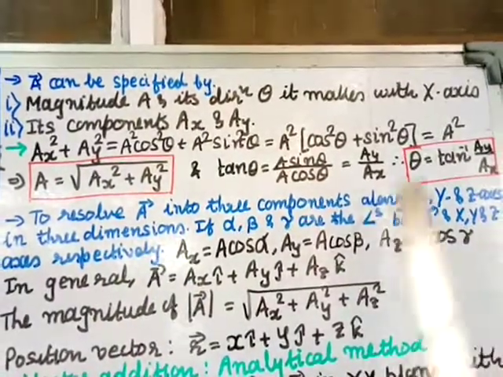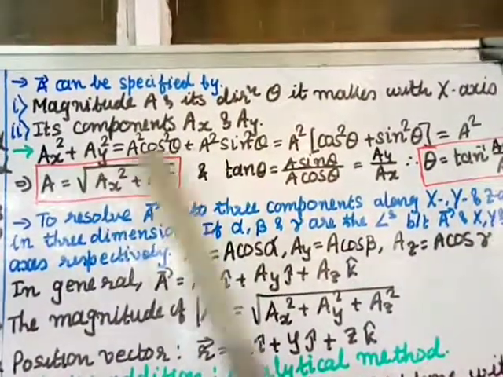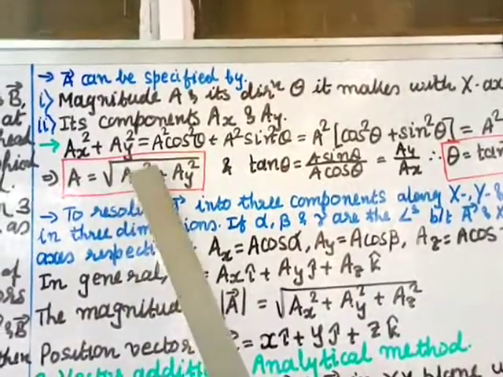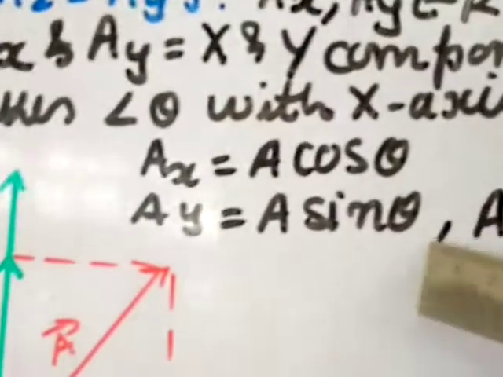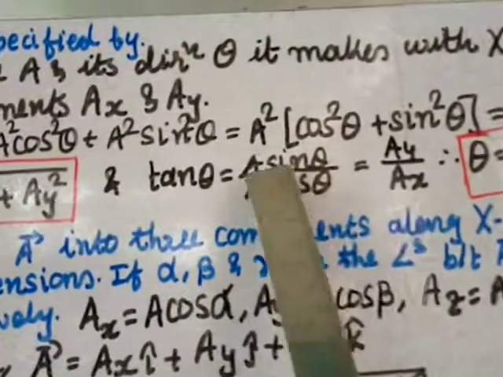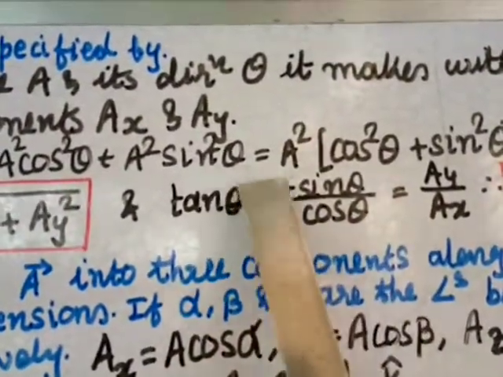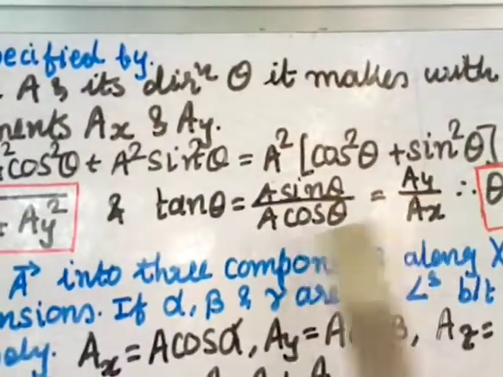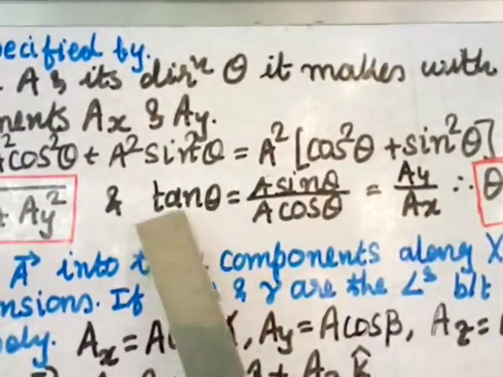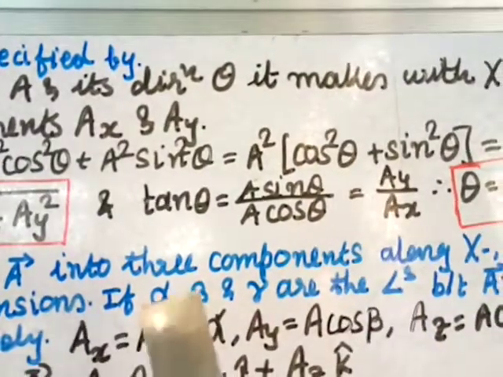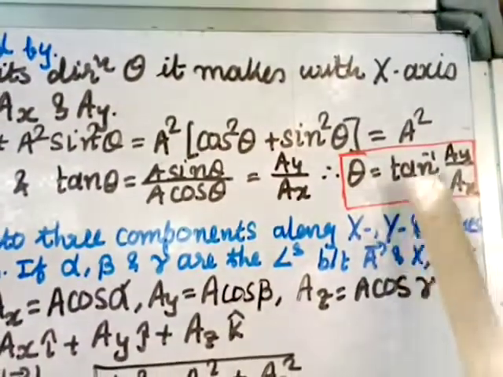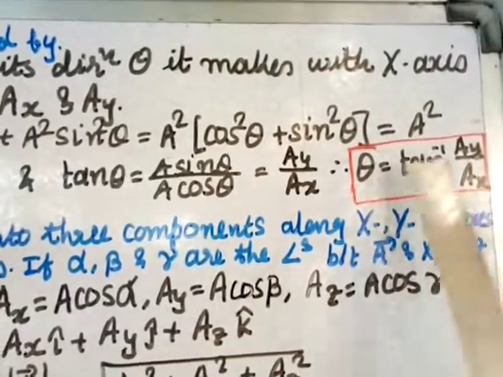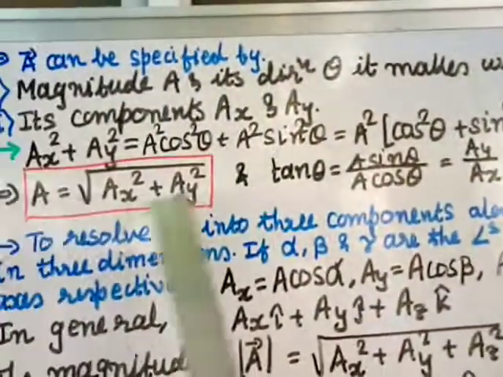Take square root on both sides. So here you get A equals the square root of Ax square plus Ay square. Now suppose you take the ratio: A sin theta divided by A cos theta, that is Ay divided by Ax. A sin theta by A cos theta, if you cancel A, gives you tan theta. And A sin theta is Ay and A cos theta is Ax. Now if you transfer tan over here, it becomes inverse and here remains theta equals tan inverse of Ay by Ax. So this is the direction and this is the magnitude A.